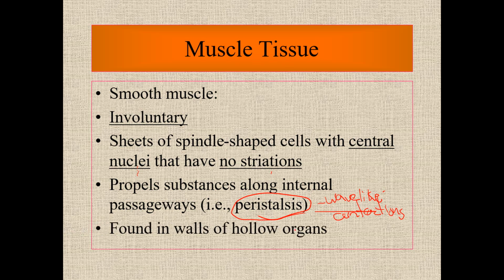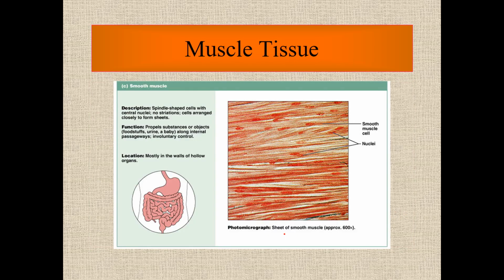So it's found in the wall of hollow organs, your bronchi for air, blood vessels for blood, small intestines for food, large intestines for feces. All of that, peristalsis will be able to propel those substances in those hollow organs. So it's found in the wall of hollow organs, of course, the exception being the heart, because that has cardiac.